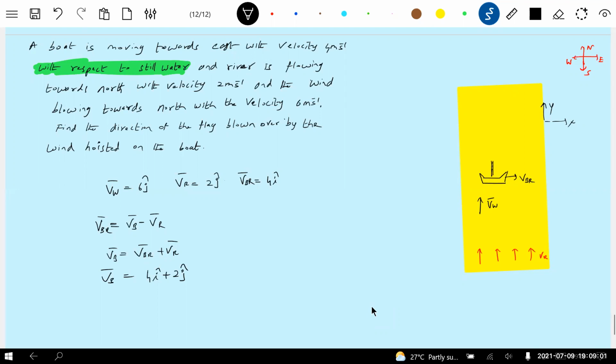The flag will flutter in the direction of wind, or in the direction of velocity of boat, or in the direction of velocity of wind with respect to boat. Velocity of wind with respect to boat, that is what is needed. This is a general idea which will help us in a lot of other problems. I'll write it here.